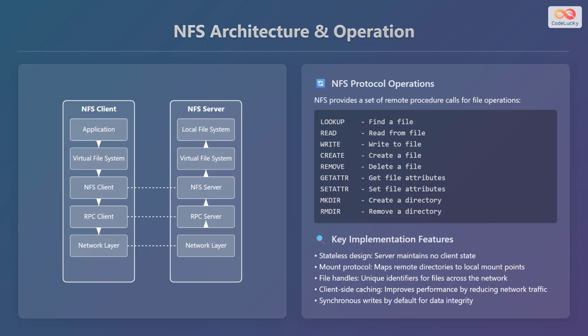On the server side, the network layer receives the request and passes it to the remote procedure call server. The remote procedure call server forwards it to the NFS server, which interacts with the virtual file system. The virtual file system then retrieves the file from the local file system.